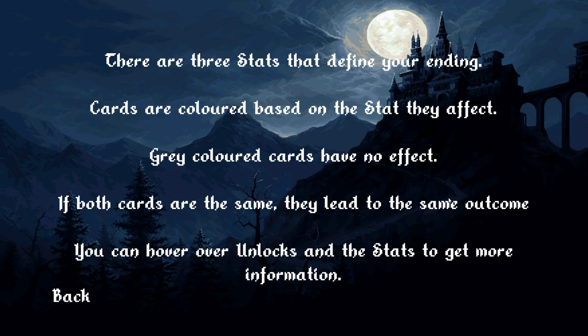So there are 3 stats that define your ending. Cards are coloured based on the stat that they affect. Grey coloured cards have no effect. If both cards are the same, they lead to the same outcome. So this is why integrated tutorials are good, and just dumping a bunch of text is bad, because I have no idea what half of this means yet.